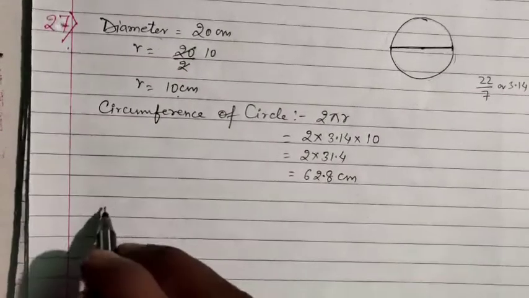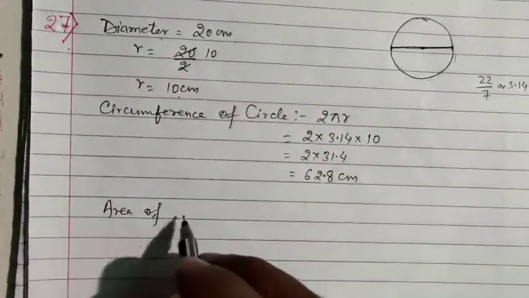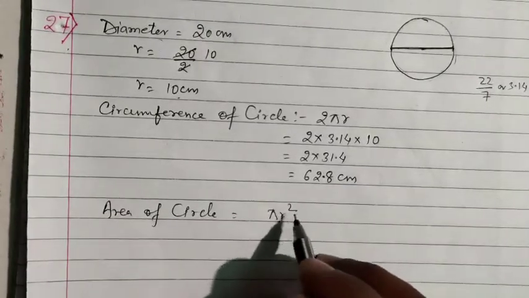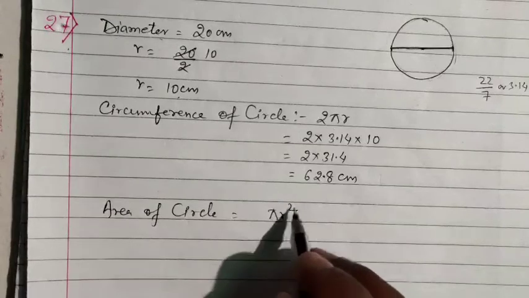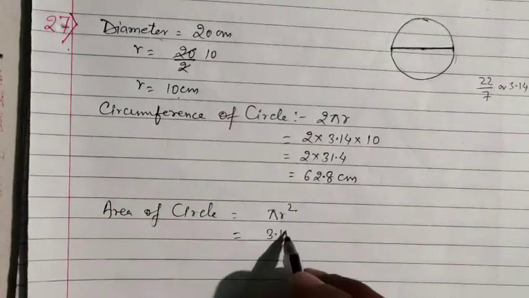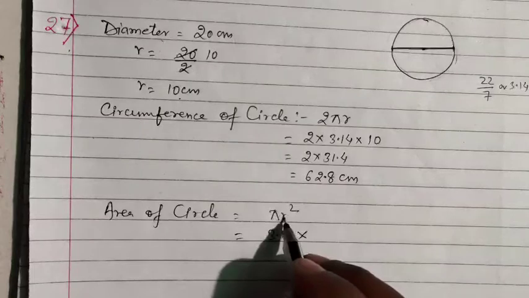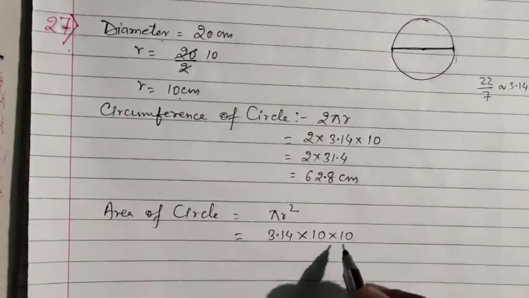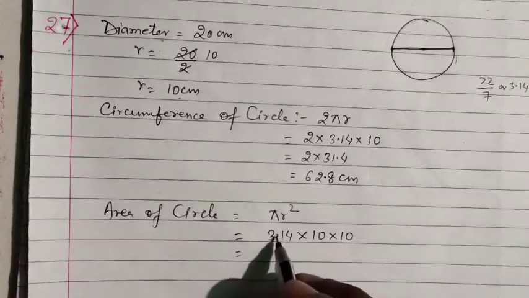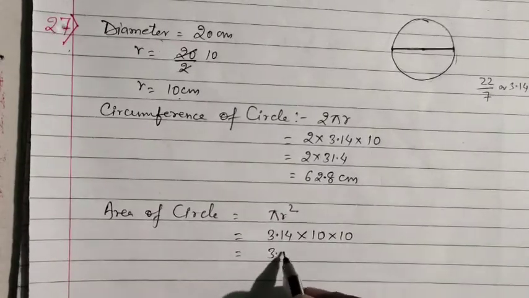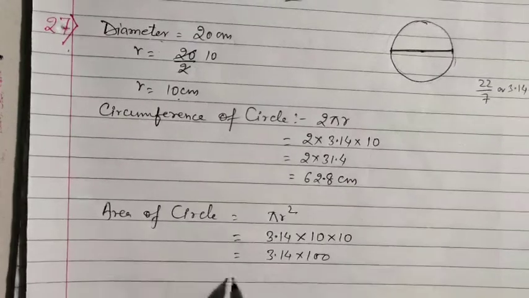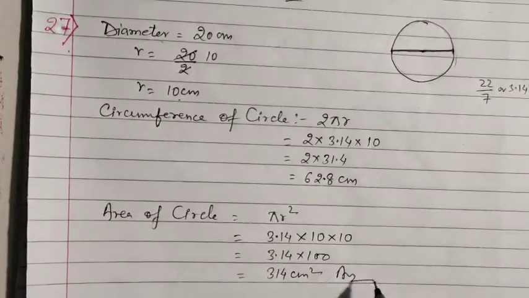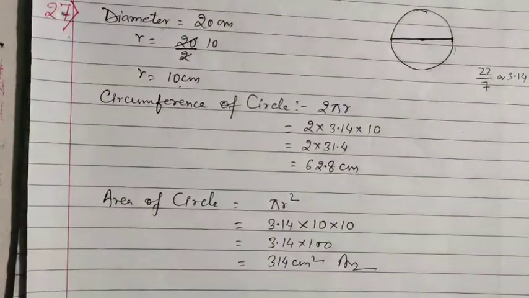Next formula we are going to learn, area of circle. The formula for area of circle is pi r square. The value of pi we have to take 3.14 into r, radius square. Radius value is 10, and for square we will multiply it 2 times. Now when 3.14 will be multiplied by 100, it will give us 314 centimeter square. This is our answer. Hope that this question is also clear.